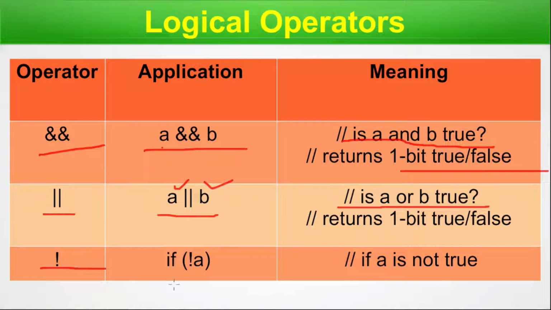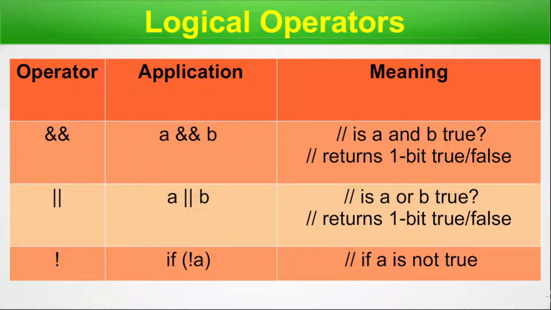So the last one is the NOT. If not A, so if A is not true, we can also call it a negation operator, so that it negates the true condition. That means the false condition will be picked up. So these are logical operators. They can be used inside the checking conditional counter of the if, that is within the parenthesis.